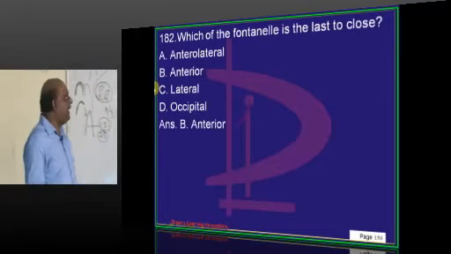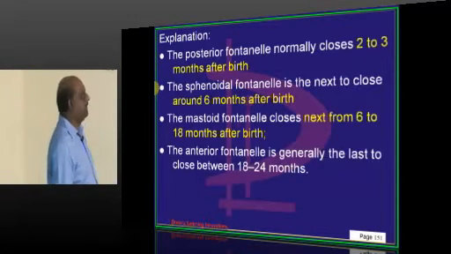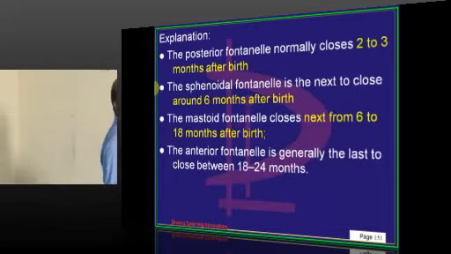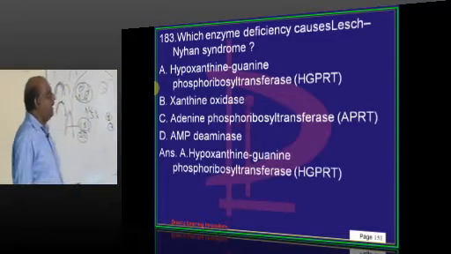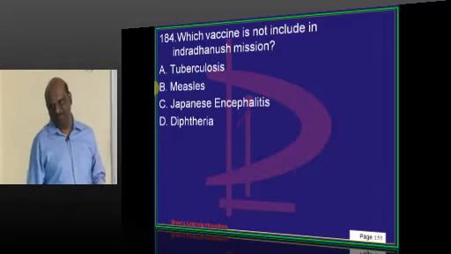Which is the last fontanelle to close? Anterior. Posterior closes by 2 to 3 months after birth. And the anterior fontanelle will take at least 2 years, second birthday, before it closes. Lesch-Nyhan is HGPRT. Indradhanush mission.